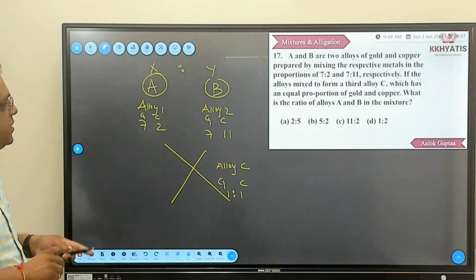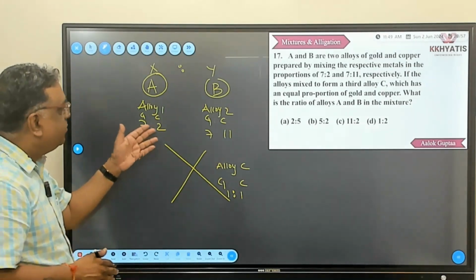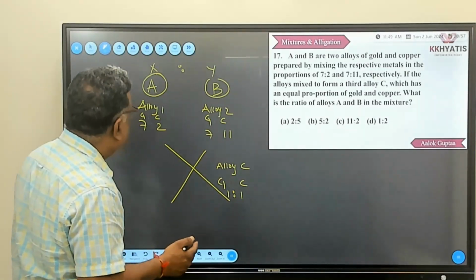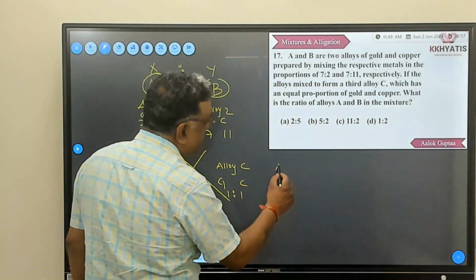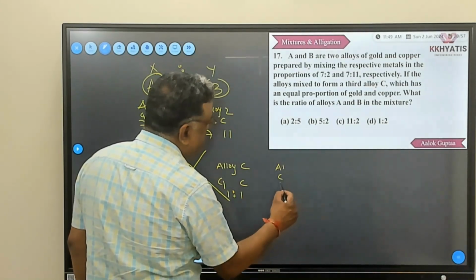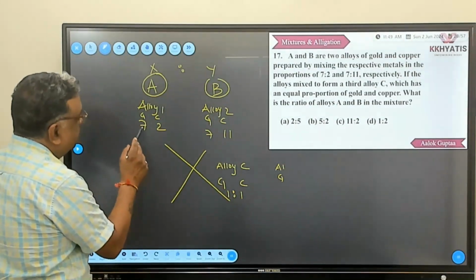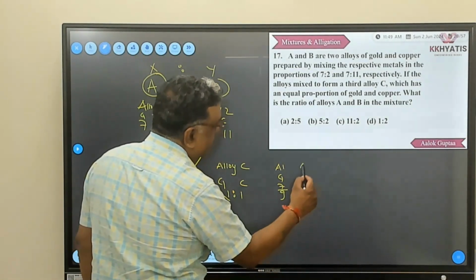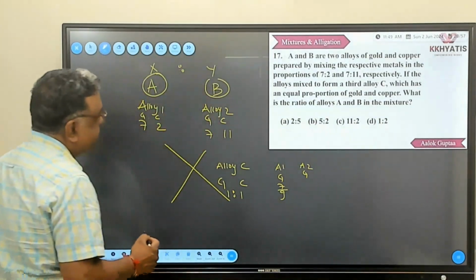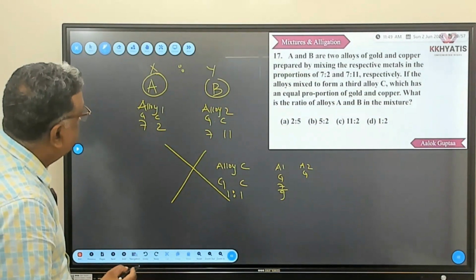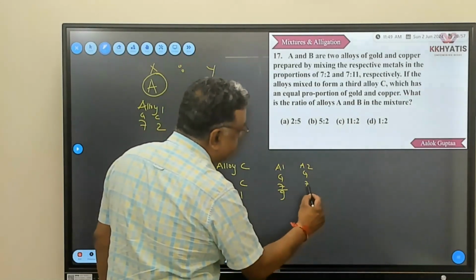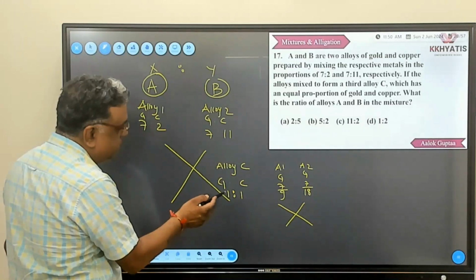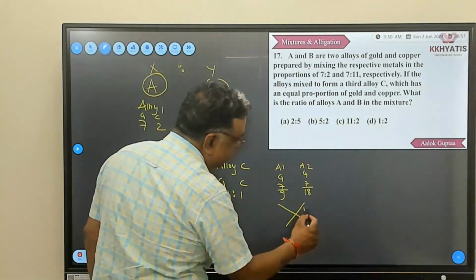But understand one thing, in alligation we have to apply it either on gold or on copper. So let's try to apply this alligation on gold. So alloy 1, gold, what is the quantity of gold? 7 of 9, so 7/9. Alloy 2, gold, 7/18. They are mixed together and in the mixture what is the gold? 1 of total 2, so half.